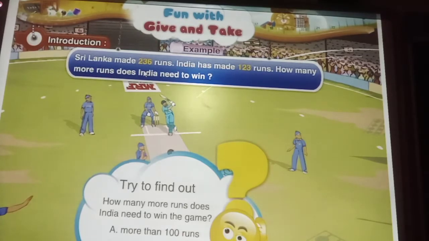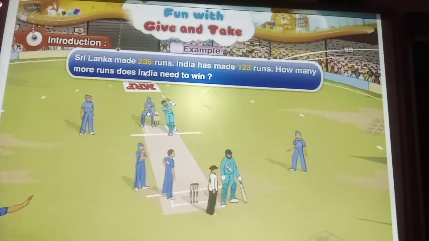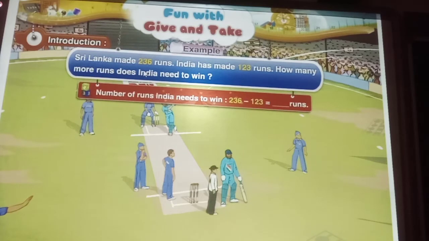A. More than 100 runs. B. Less than 100 runs. If you find out, India needs more than 100 runs to win the game. Now, to win, India must make 236 runs. The number of runs India needs to win: 236 minus 123 is equal to dash runs.